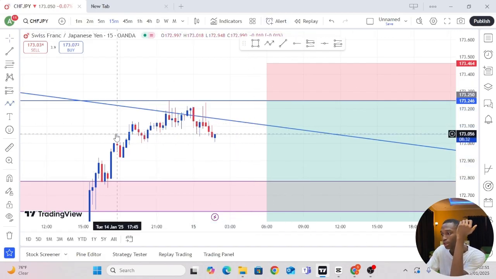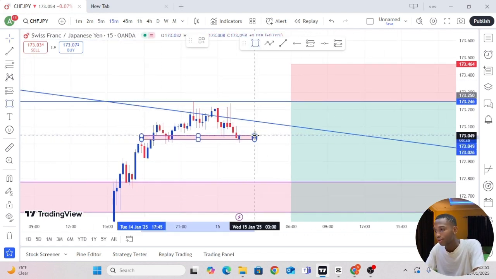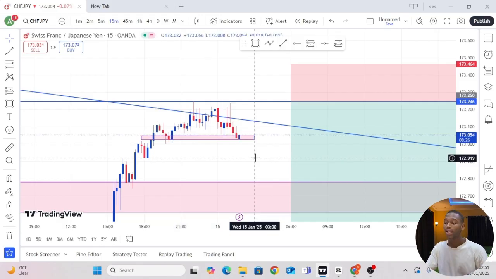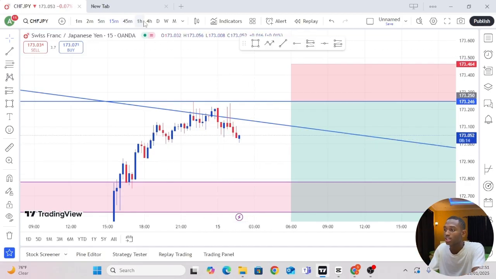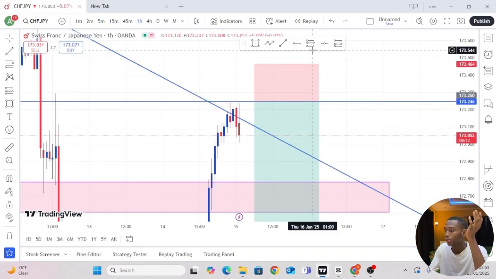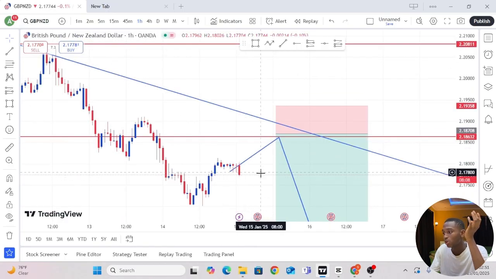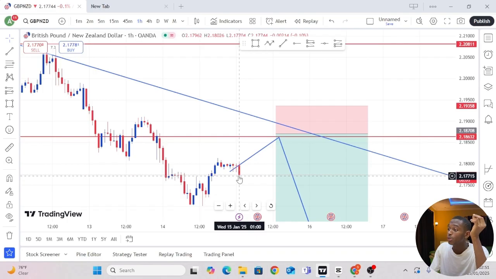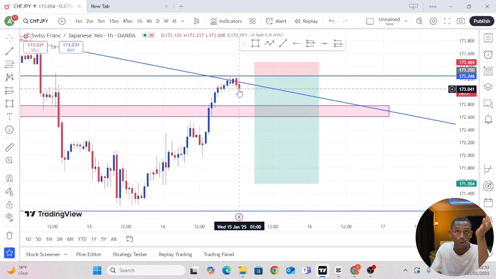So this could be the neckline of the head and shoulder. Yeah, that could be the neckline. But still, we're going to give it time to do its thing. But I'm sure CHFJPY is actually going to the downside. So we're going to be expecting some sells on CHFJPY. GBPNZD, some sells also, although GBPNZD has not come into our key level, but CHFJPY has come into our key level. So now we're waiting for an entry signal.